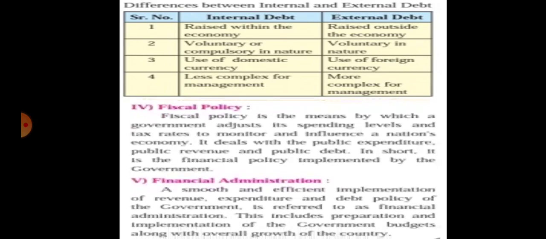And the next point is fiscal policy. If we have to classify governmental debt, fiscal policy is most important, because that part explains the situation of your economy. It is a means by which the government adjusts its spending levels and tax rates to monitor and influence a nation's economy. It deals with public expenditure, public revenue, and also public debt. So it is the financial policy implemented by the government.